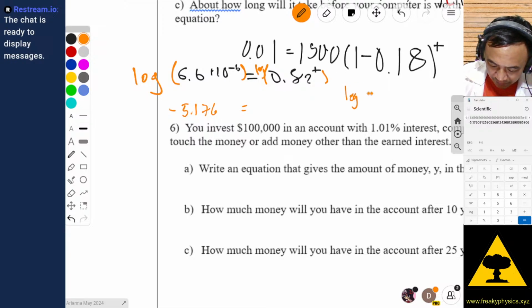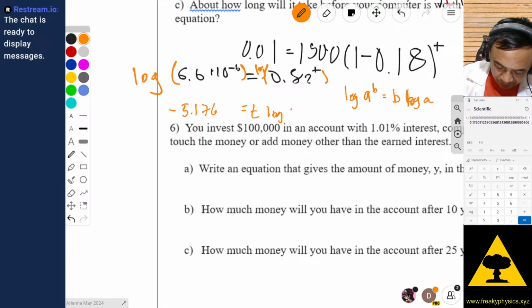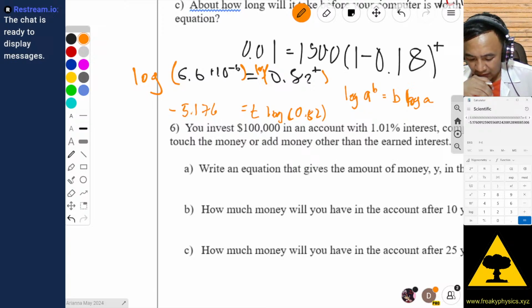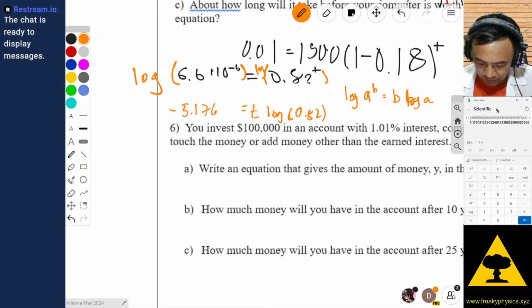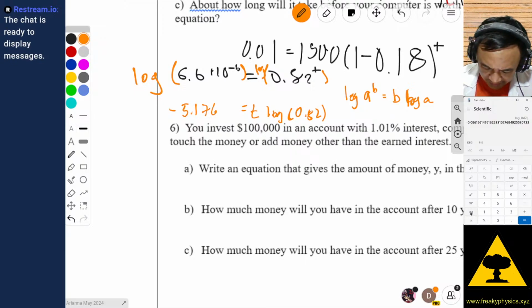Now, there's a rule in logarithms. Remember that the logarithm of a raised to b is the same as b times the logarithm of a, whatever the base is. So in this case, this is going to become t times the logarithm of 0.82. Now if we calculate that, 0.82, take the logarithm of that. Which did I use? Base 10.